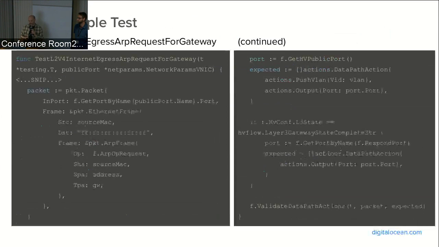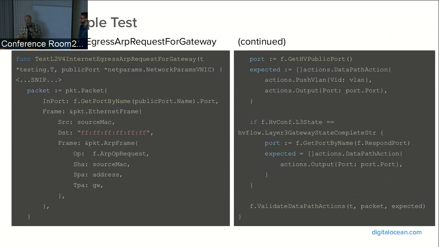Here we have an example test where on the left-hand side we have the source packet for the specific scenario, specifying all the details derived from the droplet and hypervisor data. On the right-hand side, we have the listed expected actions that this test should result in. Here it's adding a VLAN and outputting to a specific port.